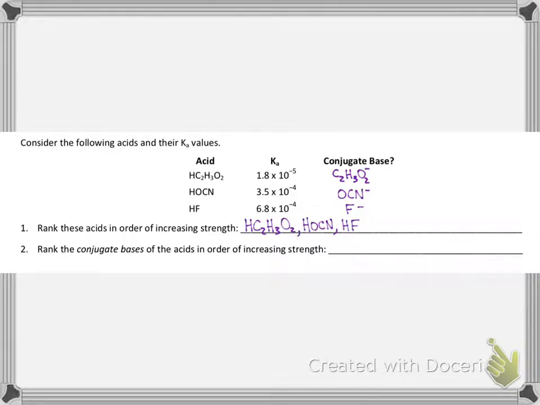Okay, well, for the acids, in order of increasing strength, you had to look at their Kas. A bigger Ka was going to be stronger. So we started with the weakest one, the smallest Ka value, and then we just kept going up. And hey, look at that, they were in order already. Now, for the conjugate bases, remember that the stronger the acid, the weaker the conjugate. So this will actually have reversed the order. That's it.